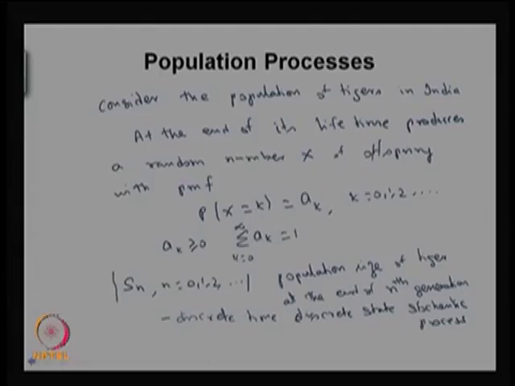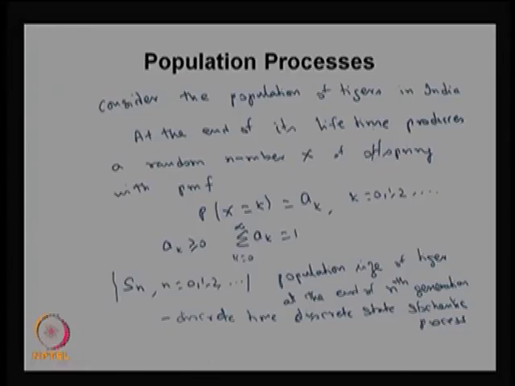Now, we are going to discuss the fourth simple stochastic process, which arises in the population model. Consider a population of tigers in India. Over time, this is going to form a stochastic process.